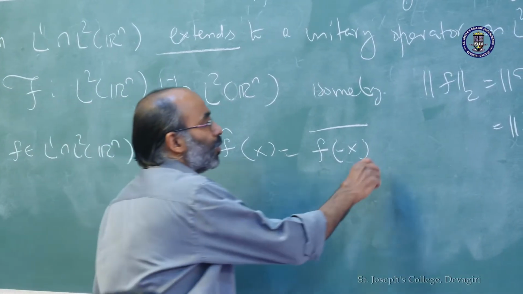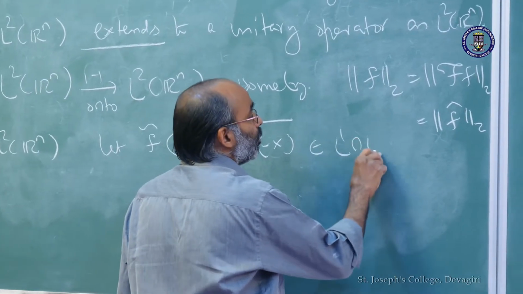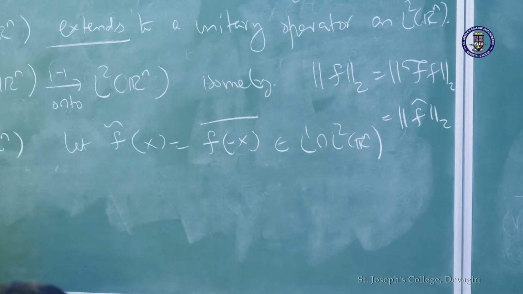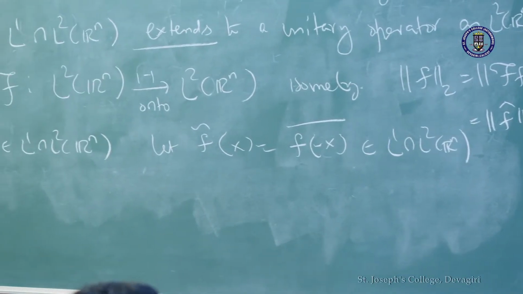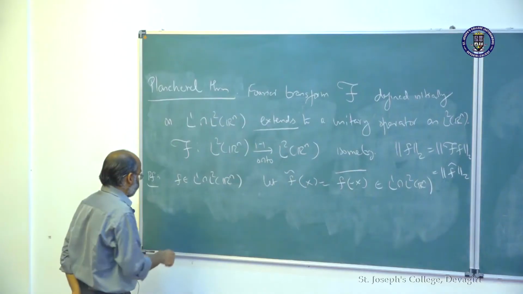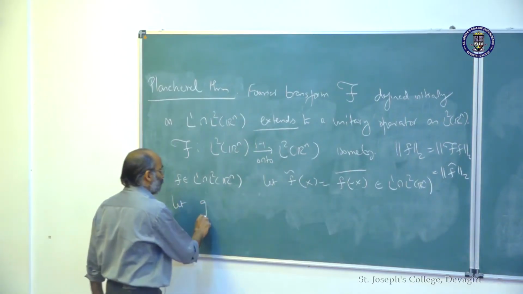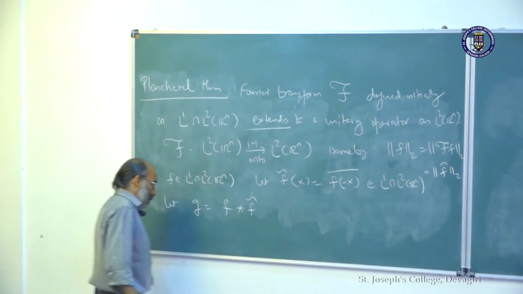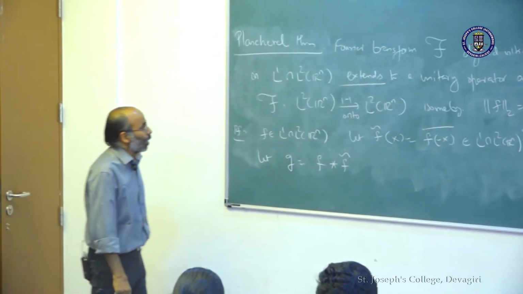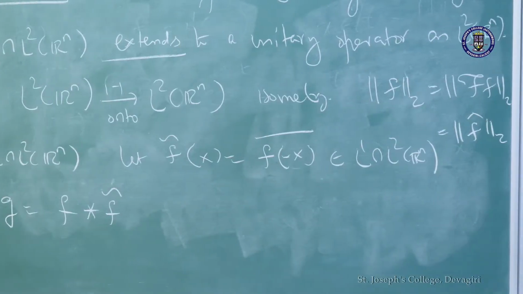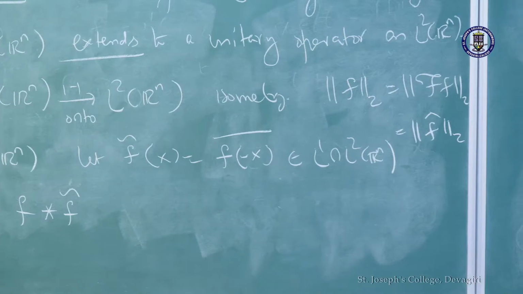So, this is also of course in L1 intersection L2. We are not doing anything too complicated here. f of minus x is also in L1 intersection L2. Taking the complex conjugate does not change the modulus. Let g equal f convolved with f tilde. So, I am creating a new function out of f and f tilde simply by convolving.